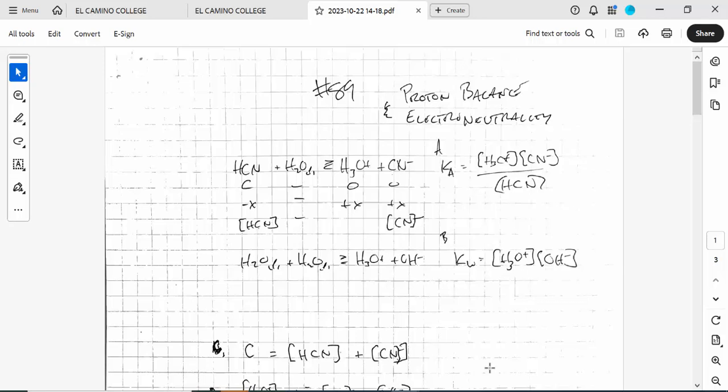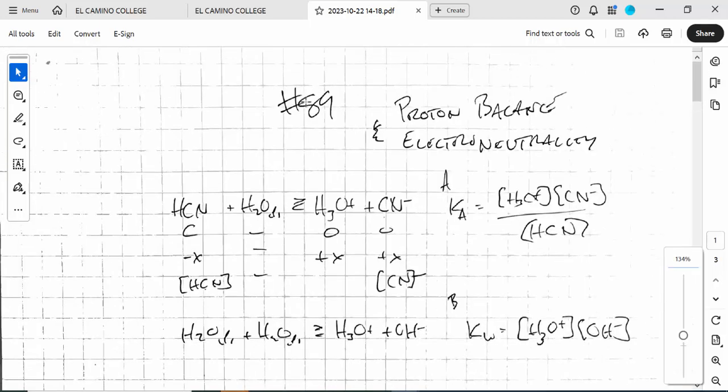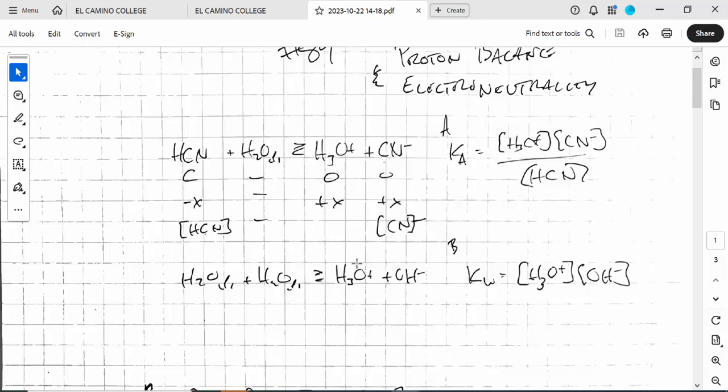But there's an alternate method. The alternate method is mass and charge balance. So I'm going to solve problem number 89 in the homework using mass and charge balance. So we come up with our 2 ICE tables. I didn't complete the second ICE table. In fact, I didn't even complete the first ICE table. If you want full credit, you complete the ICE tables for both of these.